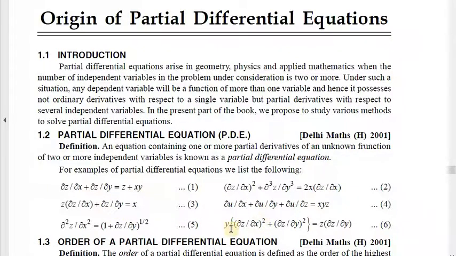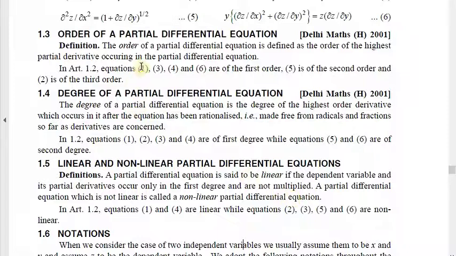Similarly, you can go on and see that this is a second order partial derivative and this is a first order partial derivative, like this. This is a first order partial derivative. Like that of an ordinary differential equation, you have an order of a partial differential equation. So what is the order of a partial differential equation? This definition will be important for you for examination purposes also.